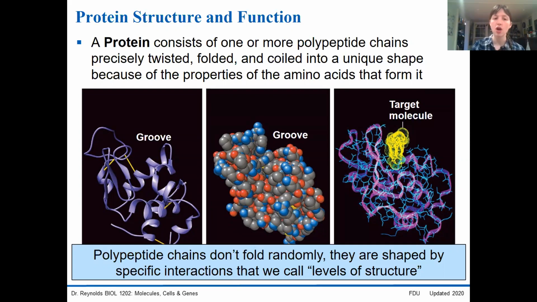But it's important to note that these polypeptide chains don't fold into their final molecular shape randomly. That structure is a very specific interaction that we call the level of structure. So there's going to be multiple interactions that are occurring that actually result in the shapes that you see. And so therefore, the levels of structure that determine that final protein shape are really what's responsible for determining its function. So we're going to go through those 4 levels of structures now.